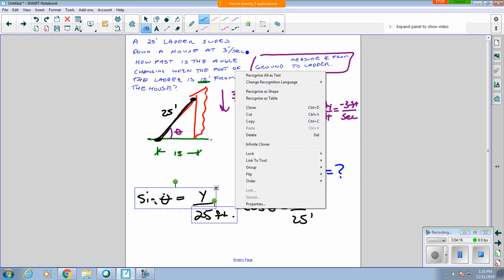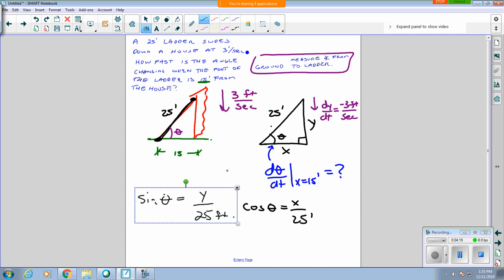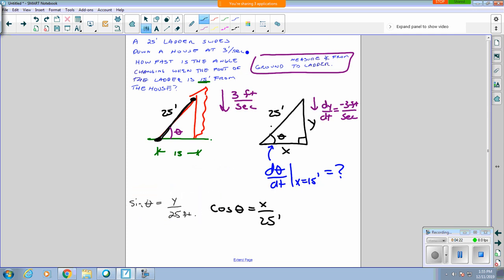I'm getting a little lazy, I didn't write feet on the next one. And finally, I suppose I could write tangent of theta equals y over x. And we want to be aware now of what we're looking for. We're looking for dθ/dt. And if I take the derivatives of these trig functions, I'll get a dθ/dt on all 3. I know dy/dt. I don't know dx/dt, everybody.